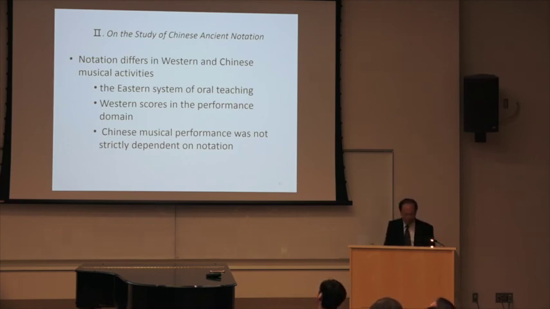Okay, so the second part is on the study of the Chinese ancient notations. Considering function and effect, notation greatly differs in Western and Chinese music events. Due to the Eastern system of oral teaching, notation does not hold an important status in music activities. Compared with Western scores, Chinese notations were not strictly dependent on the music performance.